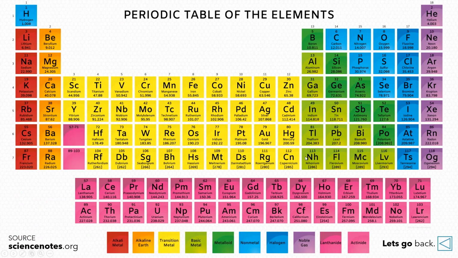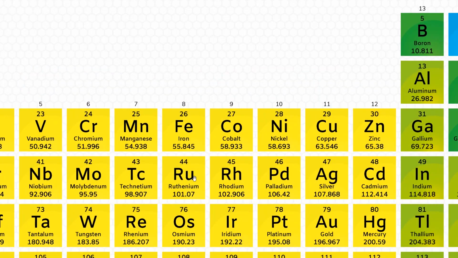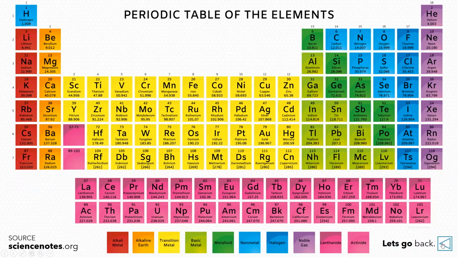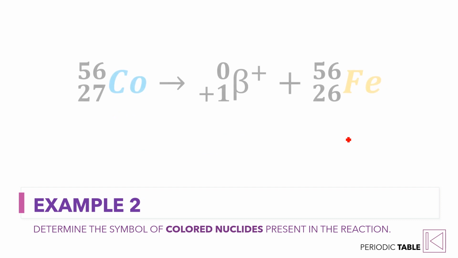So let's consult the periodic table. Where is 27? Here, cobalt. So this one should be cobalt. Cobalt, this one is 27. So let's check. There you go. You are still correct.